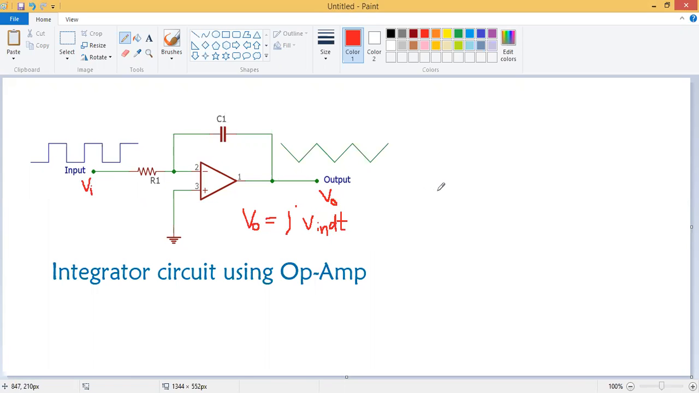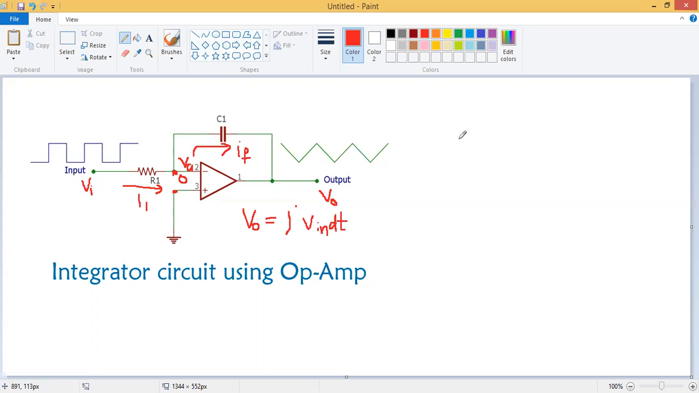My non-inverting terminal is grounded. So what is the inverting terminal input? I am assuming this node as VA, so this node voltage is 0. Now I am going to apply Kirchhoff's current law. The current flowing through this R1 resistor I am assuming as I1, and the current flowing through the capacitor I am assuming as IF, the feedback capacitor current.